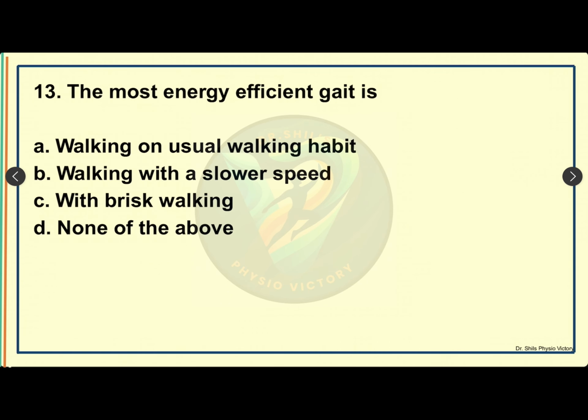So next question, question number 13. The most energy efficient gait is option A walking on usual walking habit, option B walking with a slower speed, option C with brisk walking, and option D none of the above. Here the correct answer is option A walking on an usual walking habit. Humans naturally select a self-selected comfortable walking speed which minimizes oxygen consumption. This is called energy efficient gait. Average comfortable walking speed is 1.2 to 1.4 meter per second.